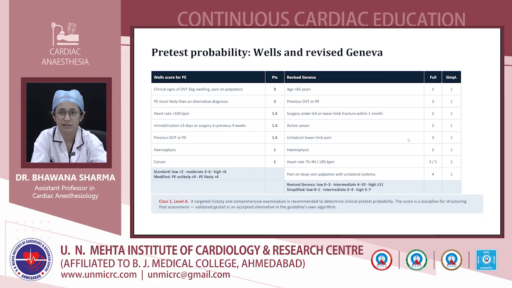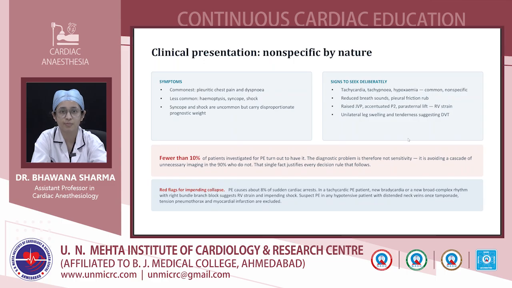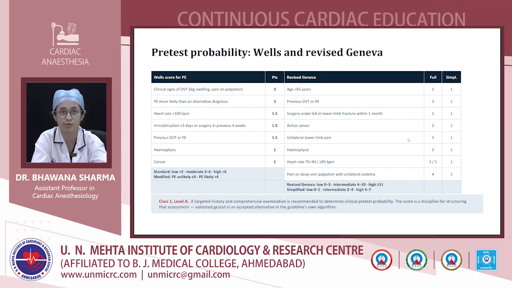Very few patients, less than 10% of those investigated for pulmonary embolism, turn out to have it. That's why undergoing the full length of tests like CTPA for every patient is not required. That is why we do pre-test probability. There are two different scores that we can use, the Wells score or the revised Geneva score, to see if we need to go through with all the investigations to assess for pulmonary embolism.